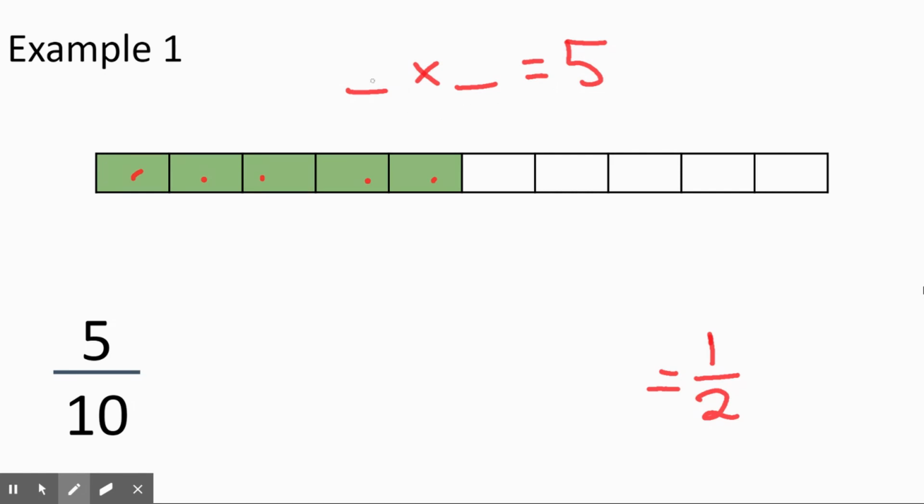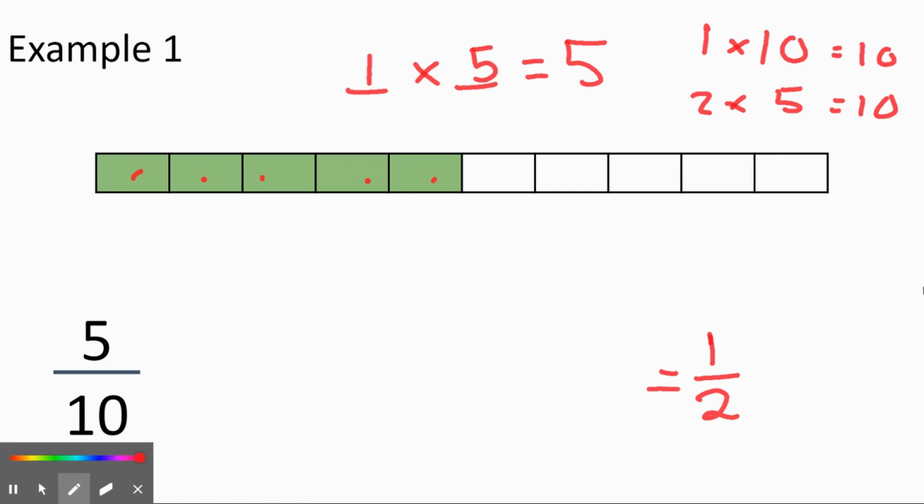So if we look at 5, we know that 1 times 5 works, and that's really about it. Those are the only two factors for 5, 1 and 5. That's because 5 is a prime number. For 10, we actually have a few more. We can, of course, do 1 and 10. We can also do 2 and 5. Both of these will give us a value of 10. And you'll notice that in both numbers, we have a factor of 5.